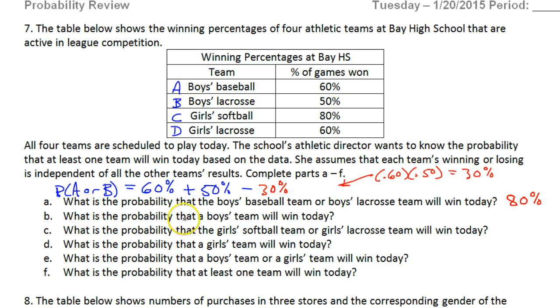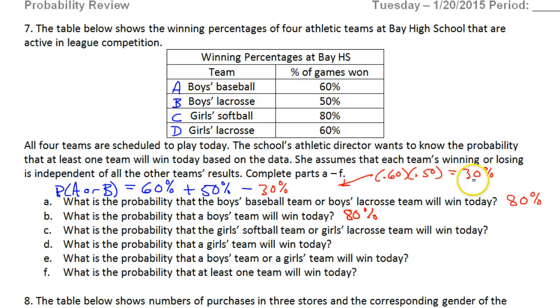Now, what's the probability that a boys team will win today? Well, that's the same question we just answered. The probability that a boys team will win, well, that would mean boys baseball or boys lacrosse. And we just calculated that that was 80%. Okay, so moving on to part C. What's the probability that the girls softball team or the girls lacrosse team will win today?